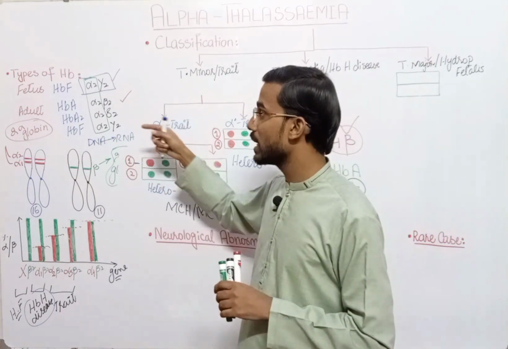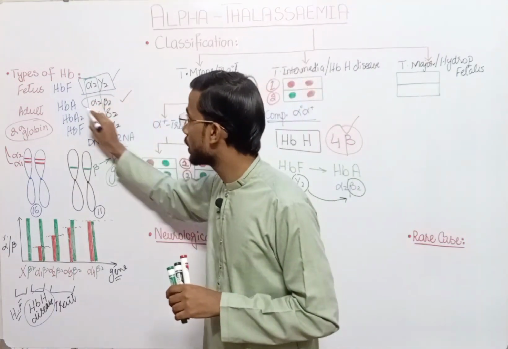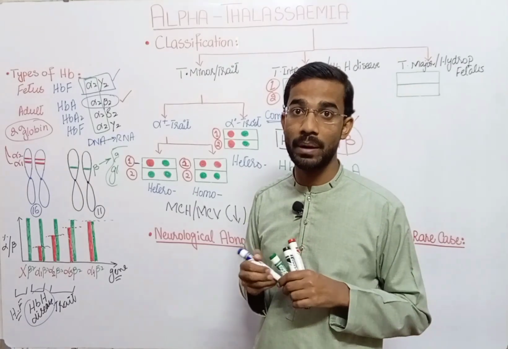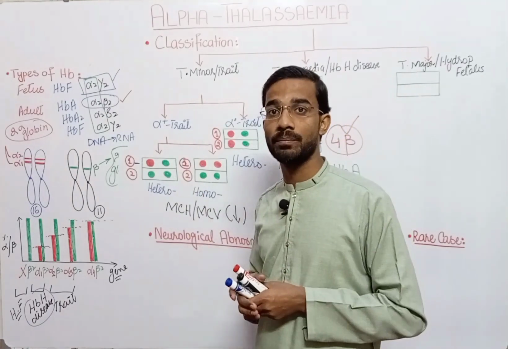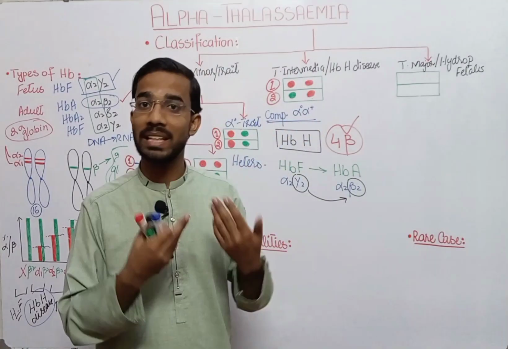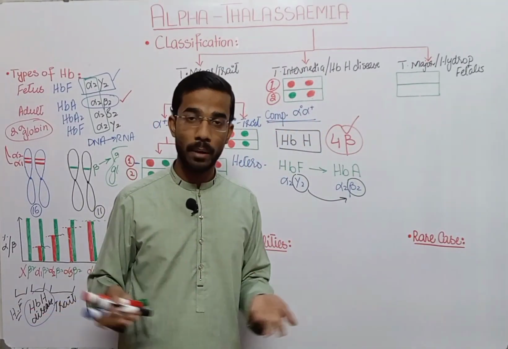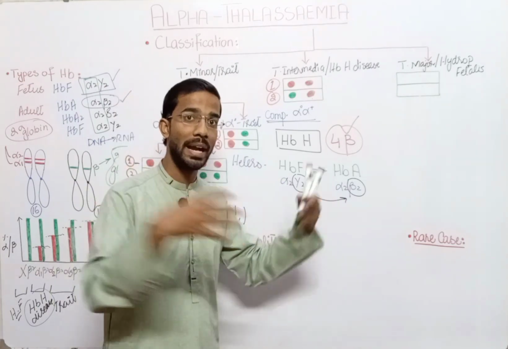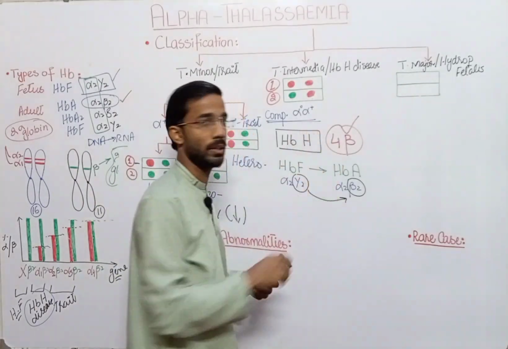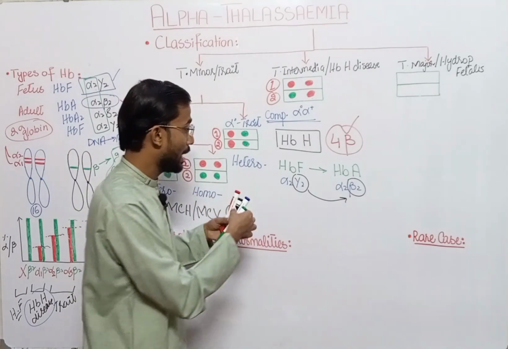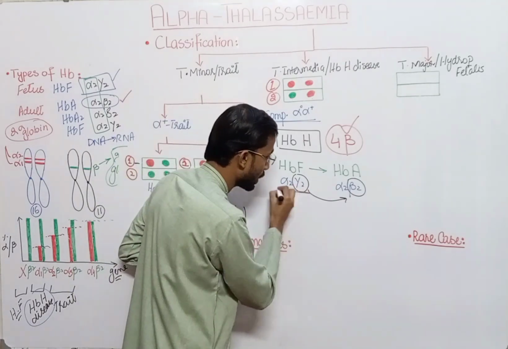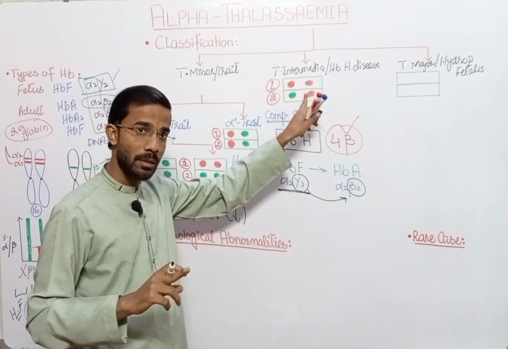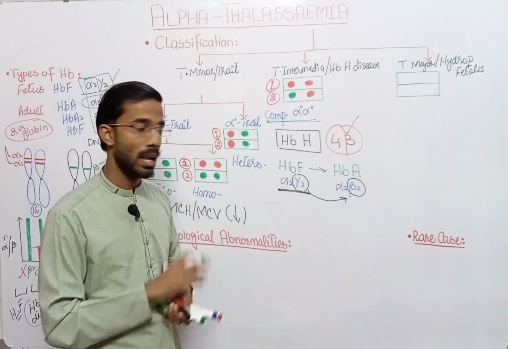But when they start converting into beta, there will be no alpha globin chain available for the attachment of the beta. So the beta will remain separate, and beta will combine together and form the 4 beta globin chain. I repeat that alpha is reduced in the intermedia or HbH disease. Let's pause.